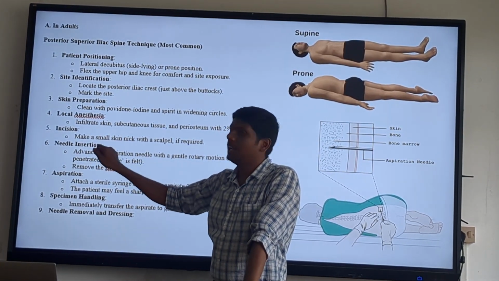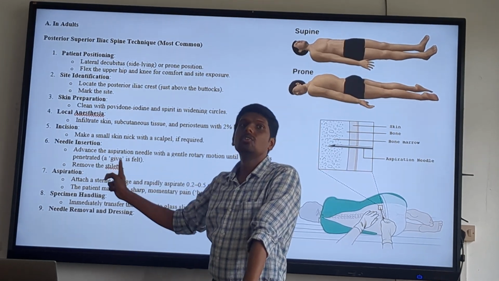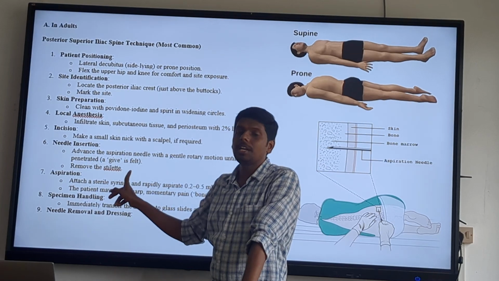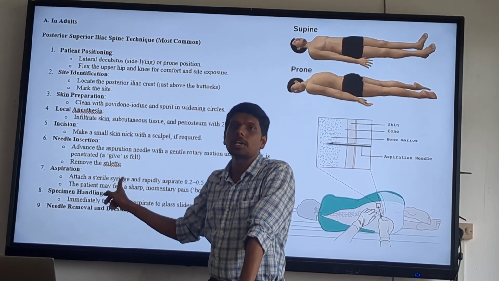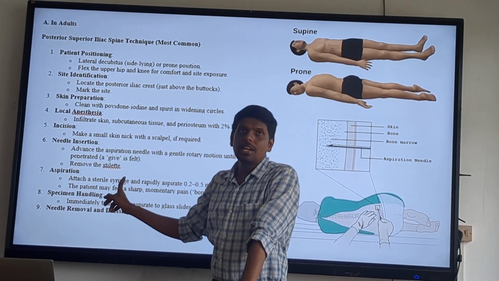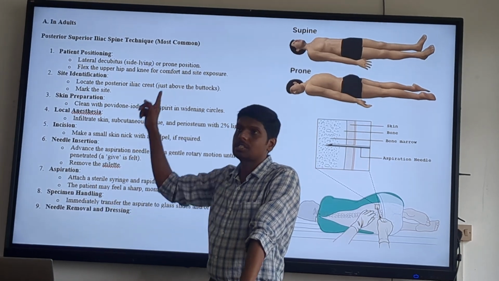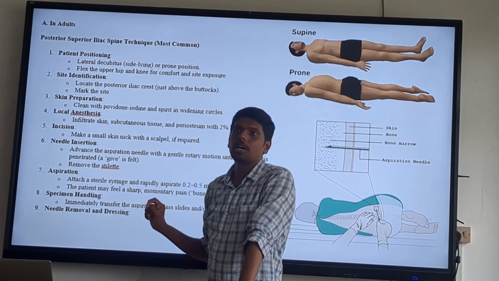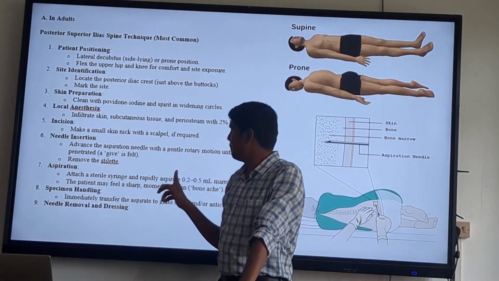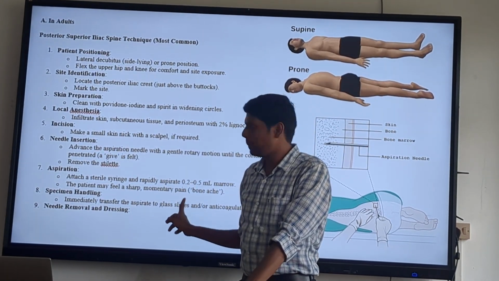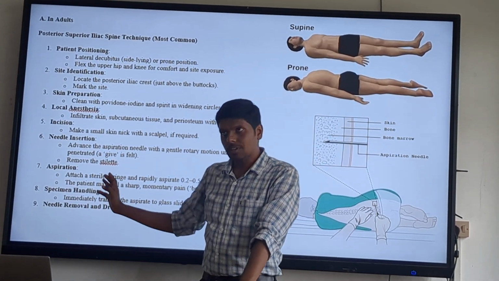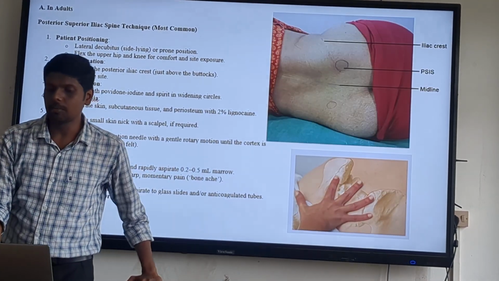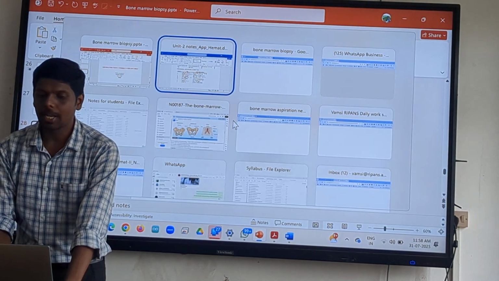After inserting the needle, when you are advancing, you will feel a popping sound, or a giveaway. Giveaway indicates that the needle has entered the cortex of the bone. After the needle enters the cortex, we remove the stylet, insert a syringe, and collect the fluid portion of the bone marrow. Immediately we make the smears. After smear preparation, remove the needle and do post wound care. So these are the major steps of bone marrow aspiration.